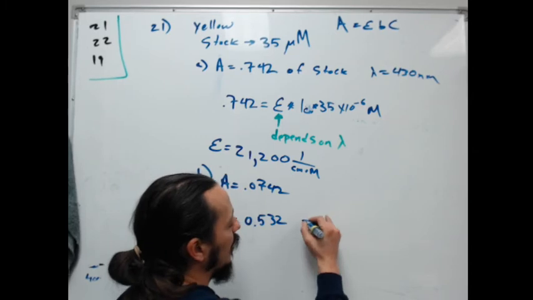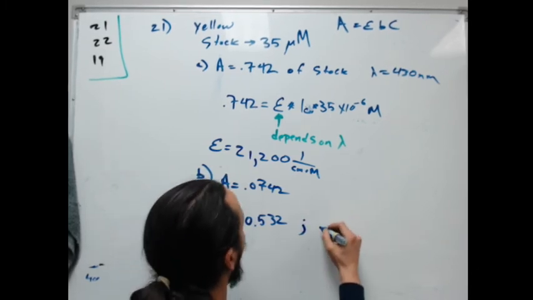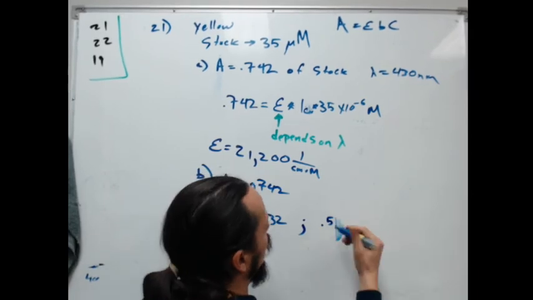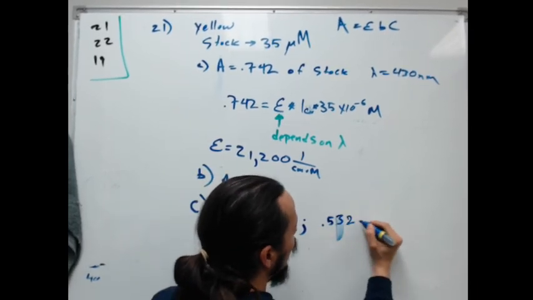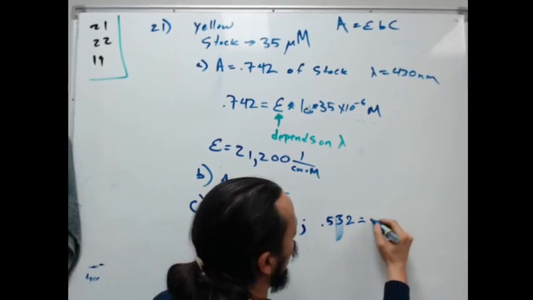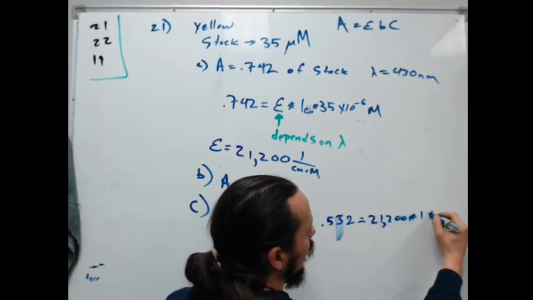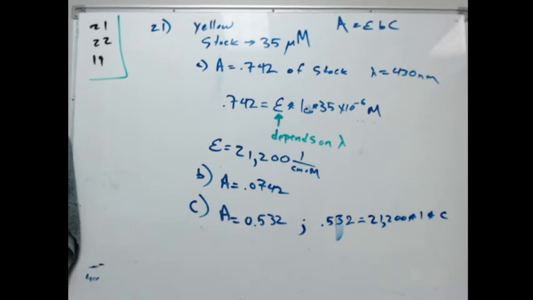So if we're using the same stuff, we can say 0.532 is equal to 21,200 times 1 times concentration. Solve for concentration. Right? Now, technically, and this is what I intended the answer to be, do you technically need epsilon to solve this problem?